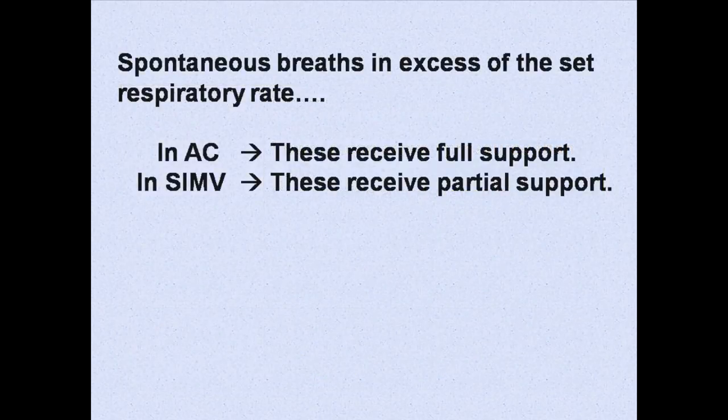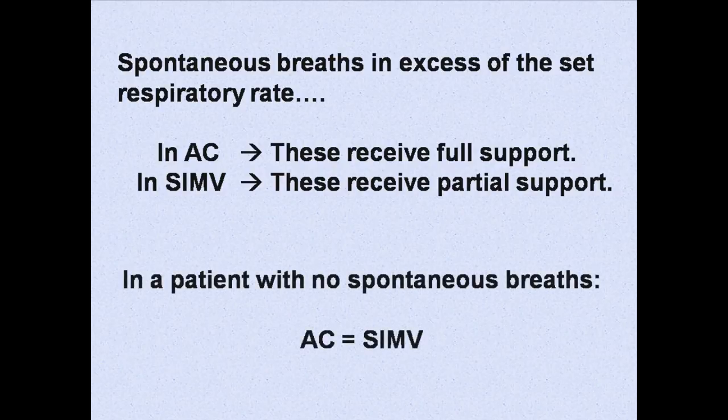The major difference between assist control and SIMV is that in assist control, spontaneous breaths in excess of the set respiratory rate receive full support, while in SIMV, excess spontaneous breaths receive partial support. Therefore, in a patient with no spontaneous breaths, for example, a patient who is deeply sedated and paralyzed, assist control and SIMV are identical.